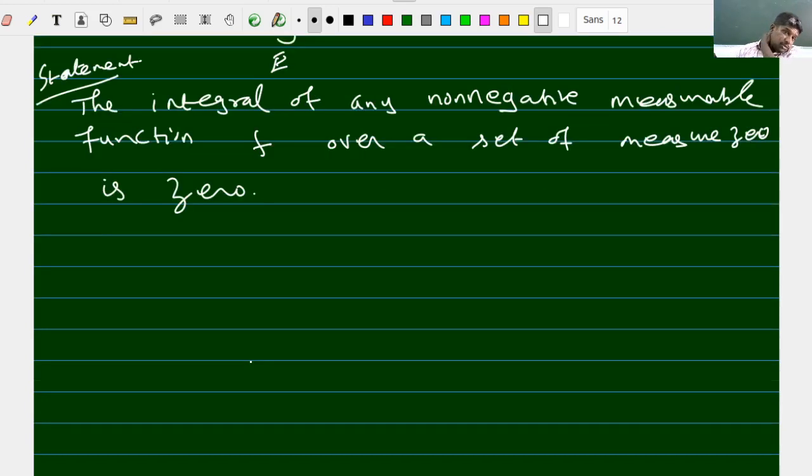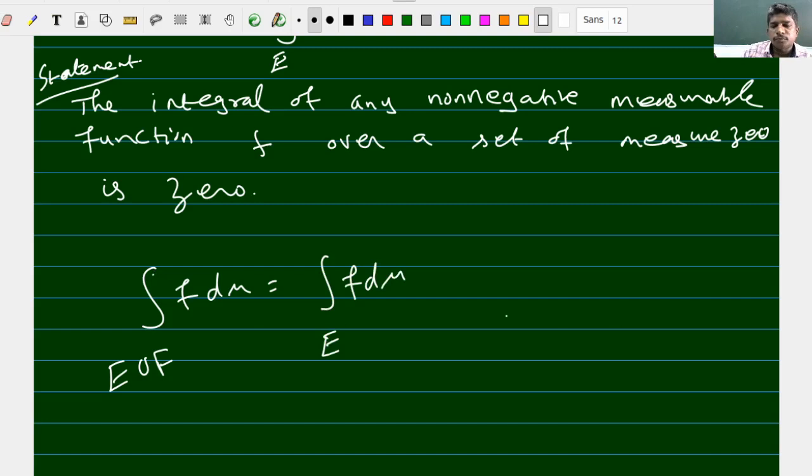This is a most important result. Sometimes we have a situation like this: the integral over the union of two sets E and F of f d mu can be written as the integral over E of f d mu, if the measure of F is 0. So those sets having measure 0 can be taken out of the integration process.